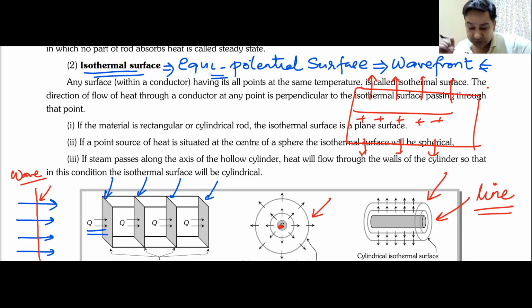So the moral of the story is all these three things are same. Am I clear? Yes or no? Yes, sir. Binary answer. Okay. Now we are already done.